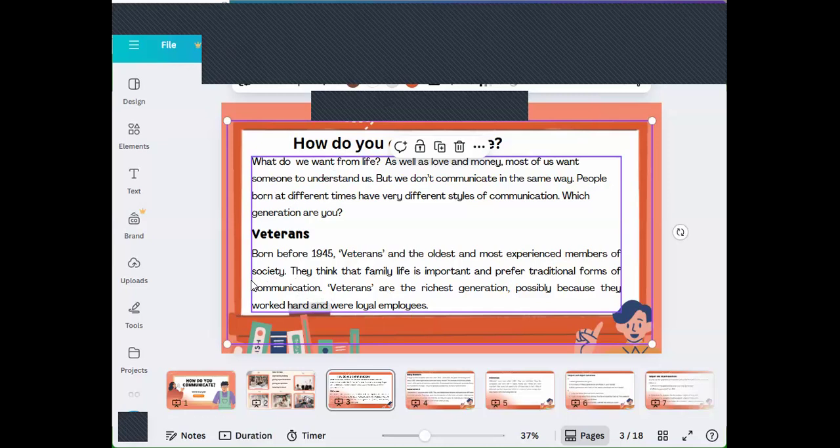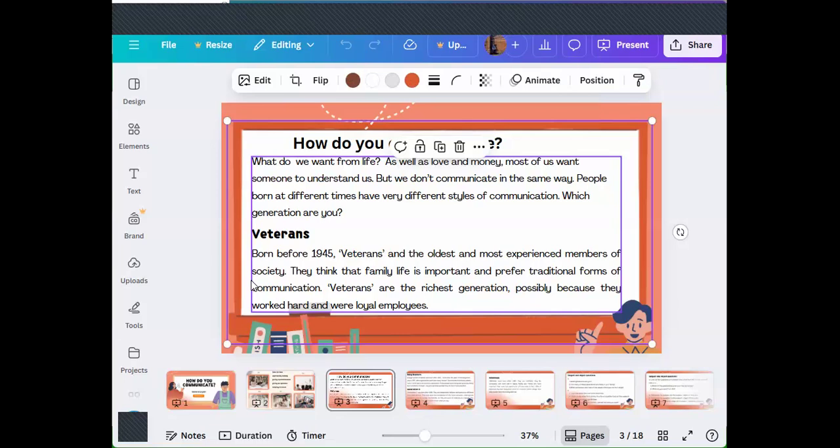So let's try reading the veteran generation. The topic is: the veteran generation is born before 1945. Maybe we can call them our grandparents' generation. So, born before 1945, veterans are the oldest and most experienced members of society. So the oldest, you already know this is a superlative adjective: the oldest and most experienced members of society.